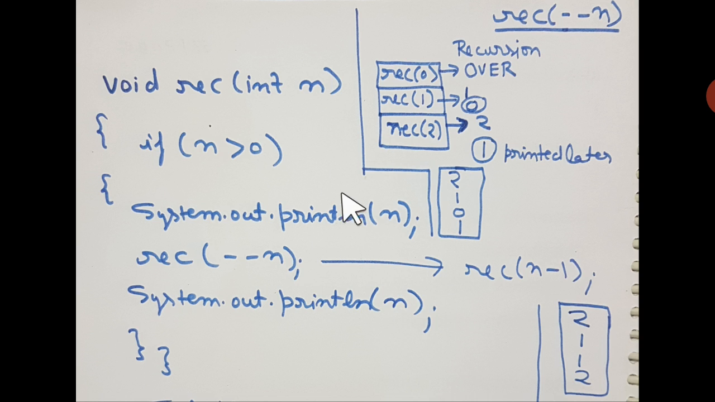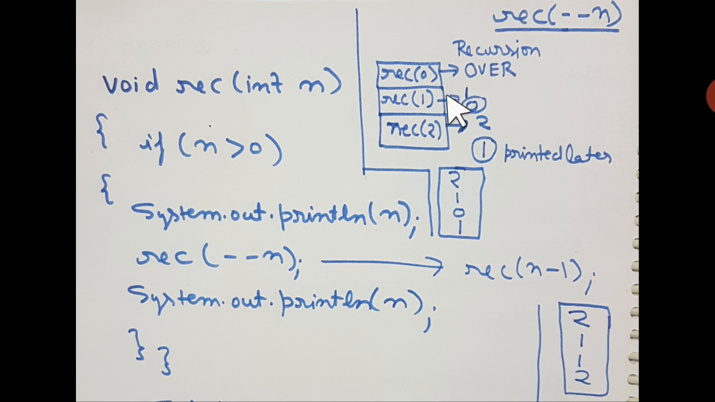After that, what happens? That minus minus n means that n has now become 0. So rec(0) means this condition is false. When the condition is false, nothing will happen here, so recursion will not take place. Now what happens? All the calls are there in their own memory area. They exist in the memory.